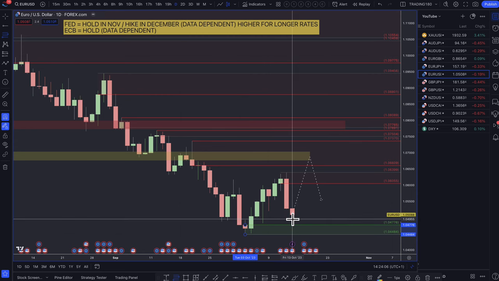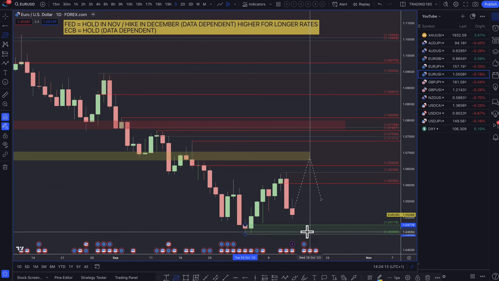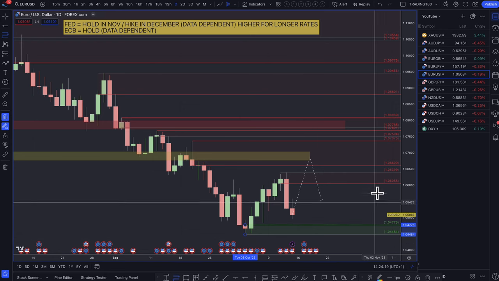Then you can let maybe a little bit run if you feel very confident that the dollar will move past this 104. I personally think that it may not, but if it does, then brilliant. Then I'll just wait for a pullback to get involved in another short trade.